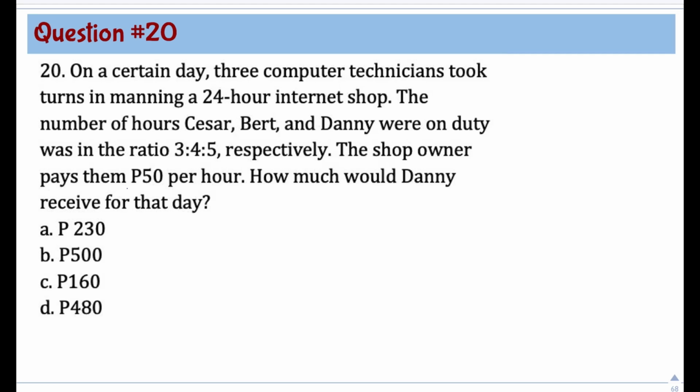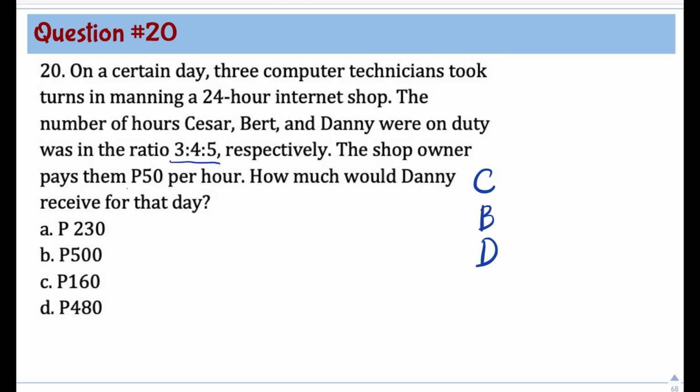Question number 20. On a certain day, 3 computer technicians took turns in manning a 24-hour internet shop. The number of hours Cesar, Bert, and Danny were on duty was in the ratio 3 to 4 to 5 respectively. The shop owner pays them 50 pesos per hour. How much would Danny receive for that day? So here there are 3 people working in the computer shop. We have Cesar, Bert, and Danny. And the ratio that they work is 3 to 4 to 5.